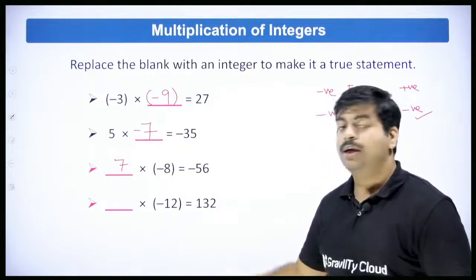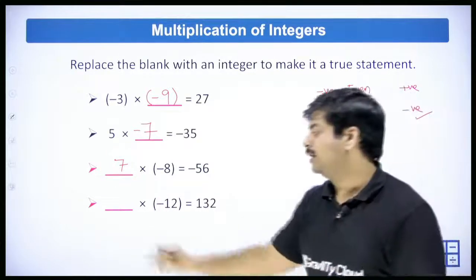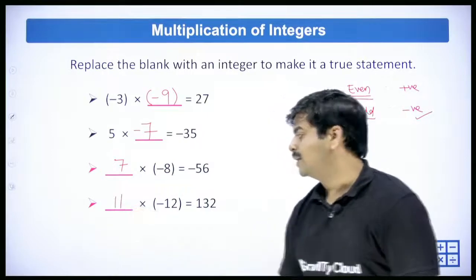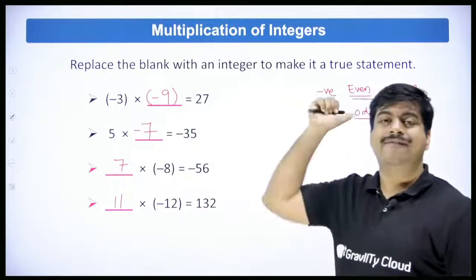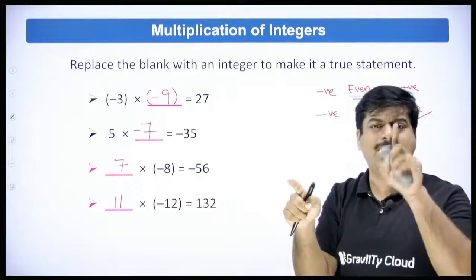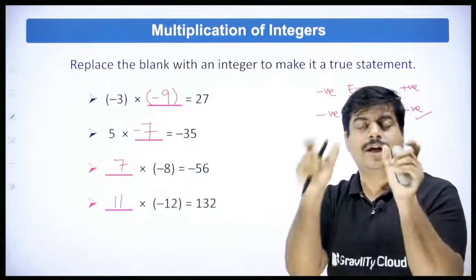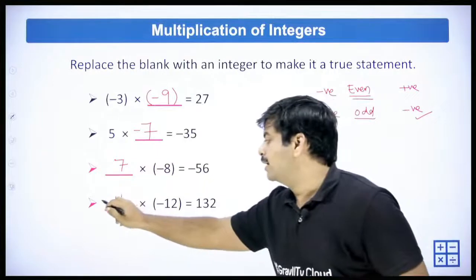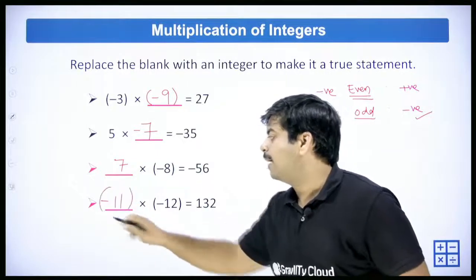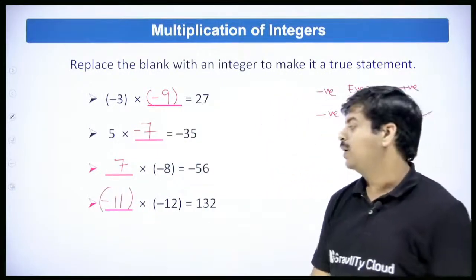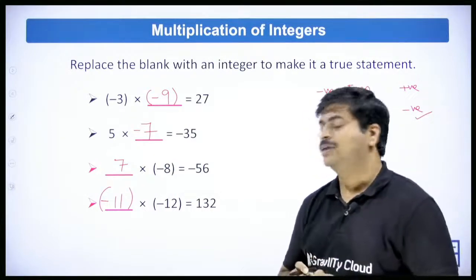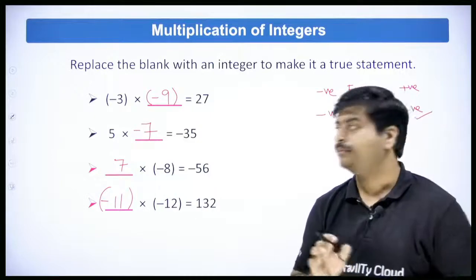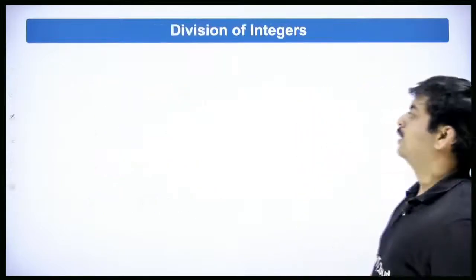Here, 132. So 11 into 12 is 132. You have positive. Positive means you should have at least two negatives. If you have one negative, that will not work. We need to have two negatives. So one is minus 12 and one is minus 11. So minus 11 into minus 12 is equal to 132, correct? Okay, so let's move forward to the next one.